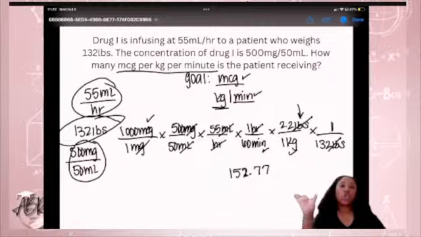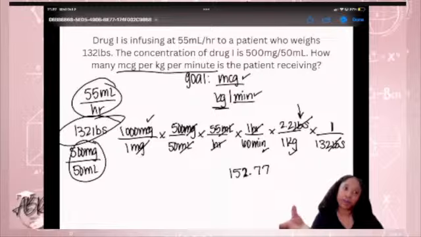152.77. So if we wanted to round this to the nearest tenth place, what would our answer be?